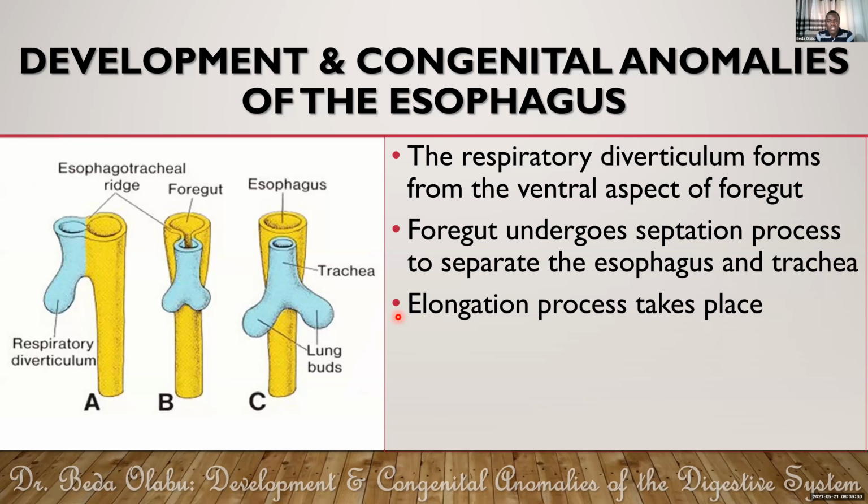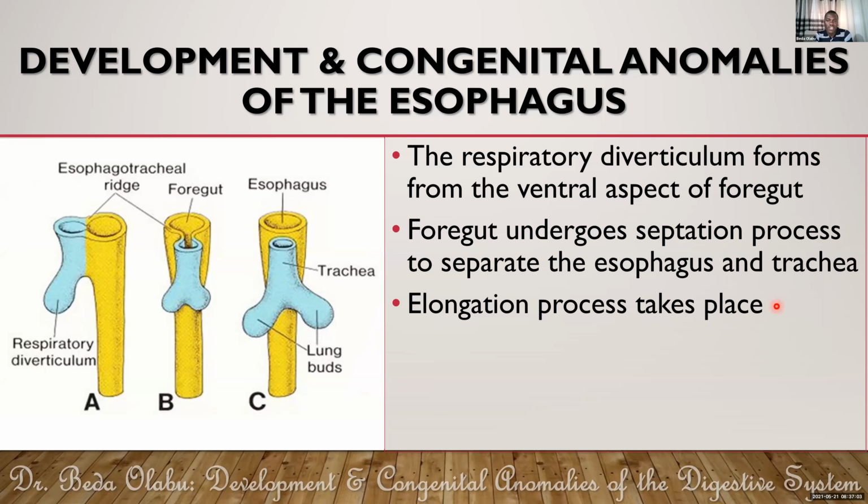The esophagus at this point is very short, so it must undergo elongation. The process of esophageal elongation is facilitated by the craniocaudal embryonic folding. So this is one of the results of craniocaudal embryonic folding. It causes elongation of the esophagus. And this is particularly because as craniocaudal embryonic folding is taking place, the heart is descending.